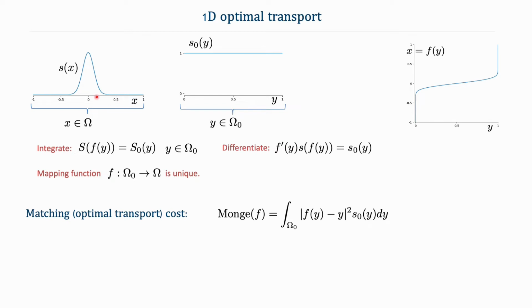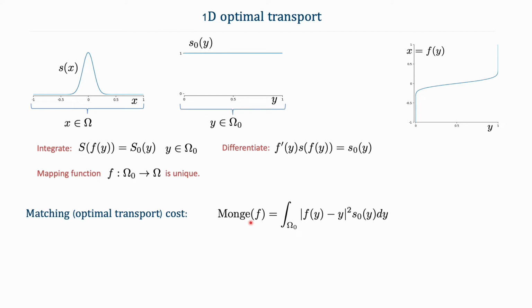So if we imagine measuring the cost to transport a particular parcel of the signal S0 here, so that we'll have to perhaps move some signal from here onto some portion here, and we measure the distance we had to move that particular signal times the amount of mass that we had to carry to match these two signals. This is the so-called Monge functional. And optimal transport is defined as the minimizer, the function f that minimizes this Monge functional.